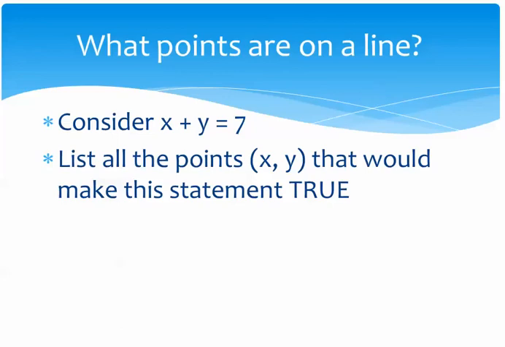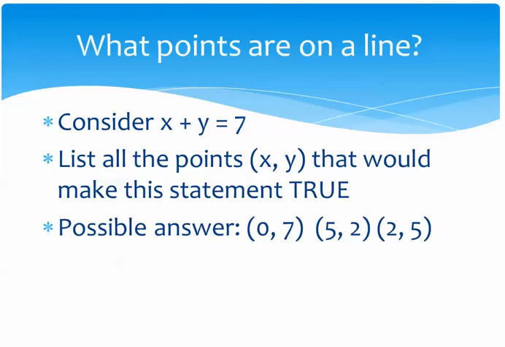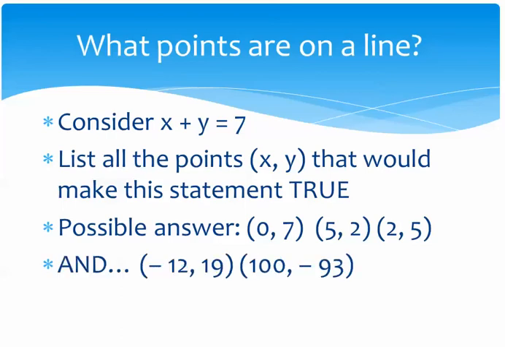Now I'm guessing that you didn't come up with the same points, and there's all sorts of combinations we could have had, like 0 and 7, 5 and 2, 2 and 5, 3 and 4. But there's also a whole bunch of other ones we don't usually think of. For example, negative 12 and 19. If I add negative 12 and 19 together, I get 7. And 100 and negative 93. In fact, there is a whole slew of numbers, infinite combinations, in fact, that will add up to give me 7.